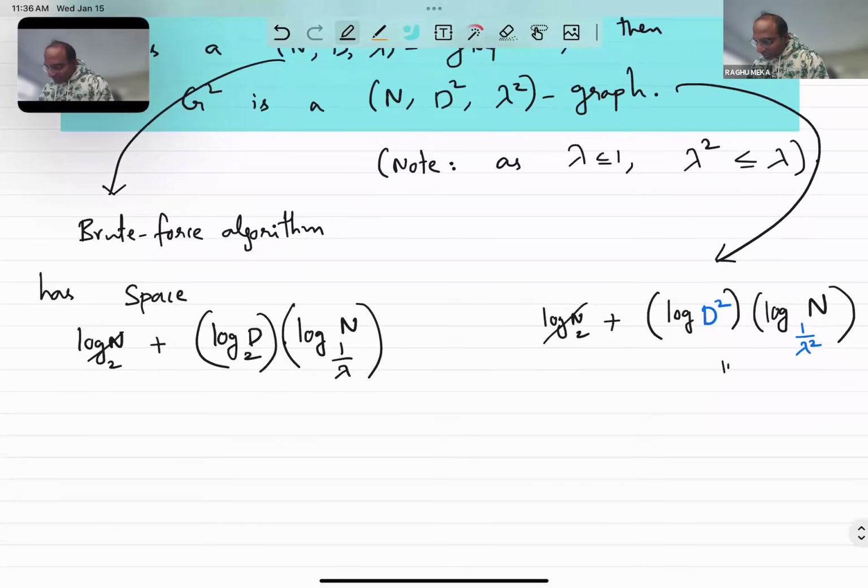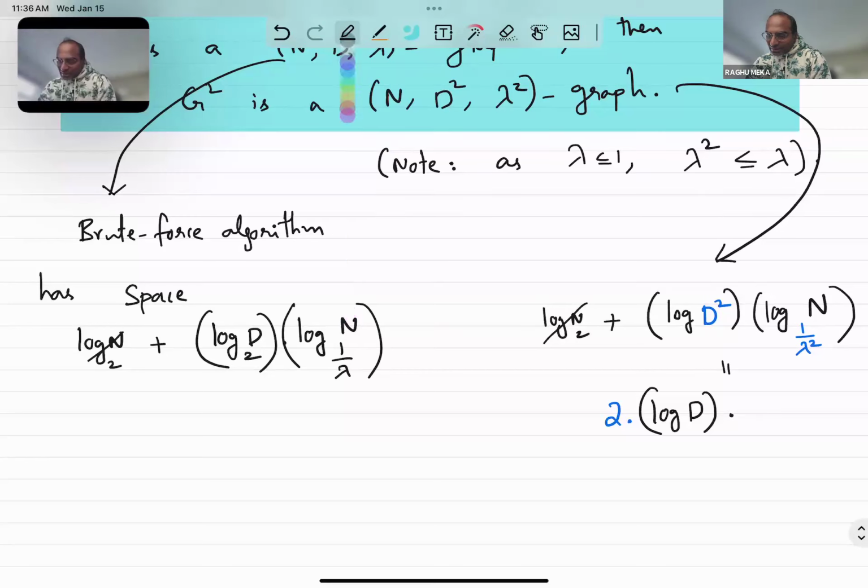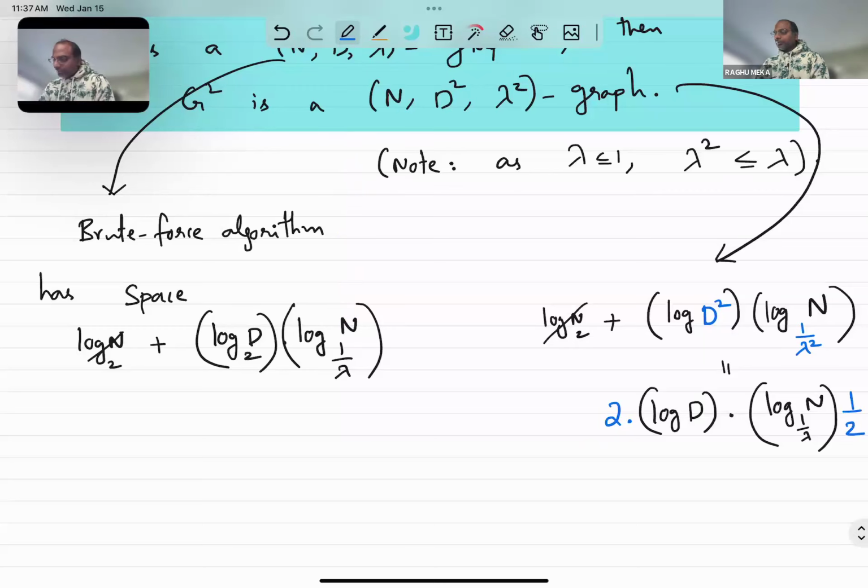Well, actually, let's work this out, right? So what is this guy? So log of d square is just 2 times log d, right? Exactly, it's the same because on the other hand, this is log n 1 over lambda, and it is exactly equal. There's no loss here.